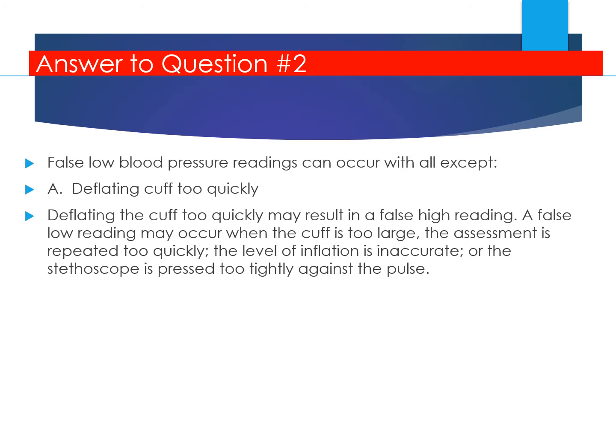So the answer to question 2 is: false low blood pressure readings can occur with all except deflating the cuff too quickly. Deflating the cuff too quickly may actually result in a false high reading. A false low reading may occur when the cuff is too large, the assessment is repeated too quickly, the level of inflation is inaccurate, or the stethoscope is pressed too tightly against the pulse.